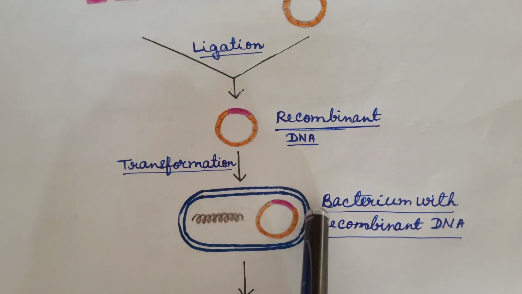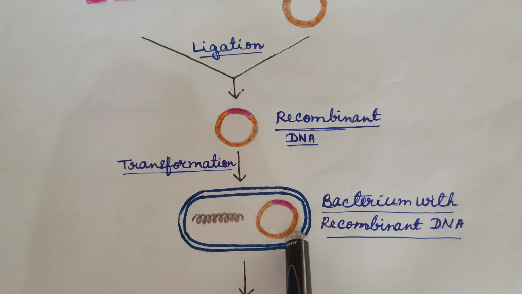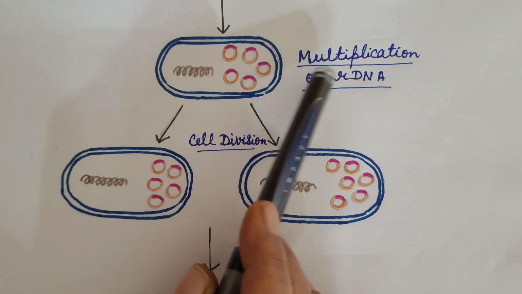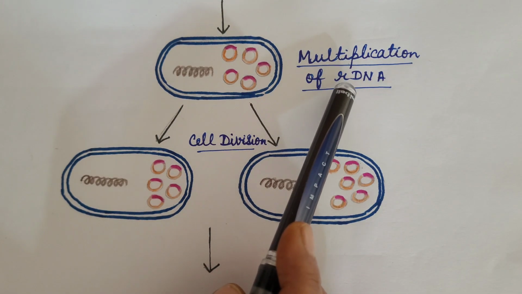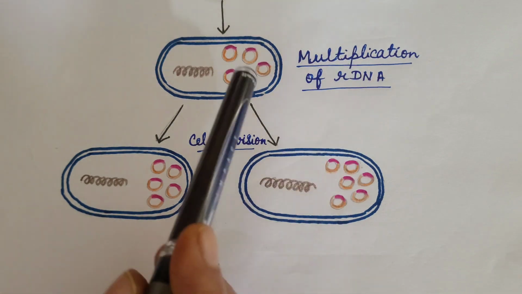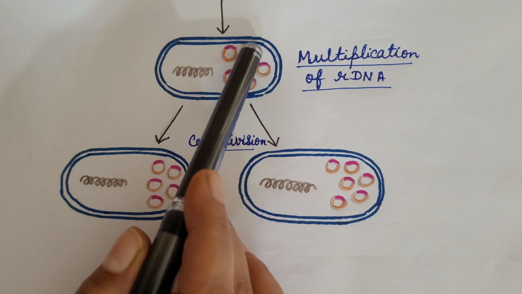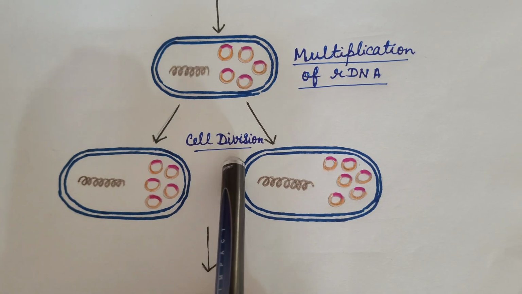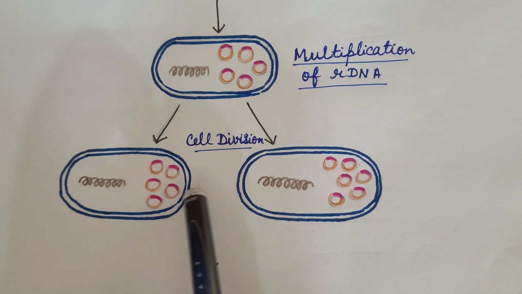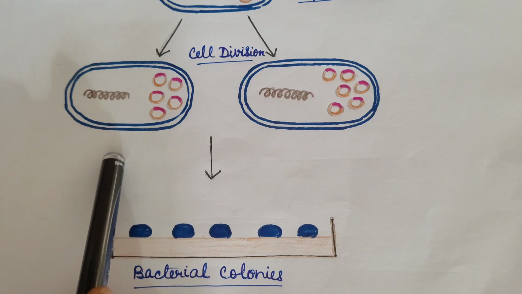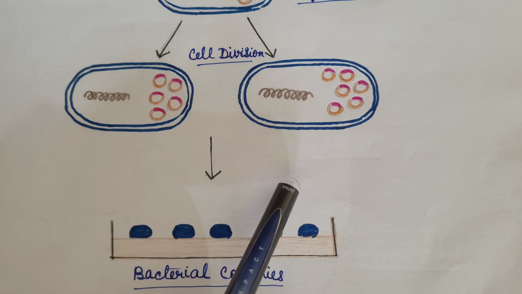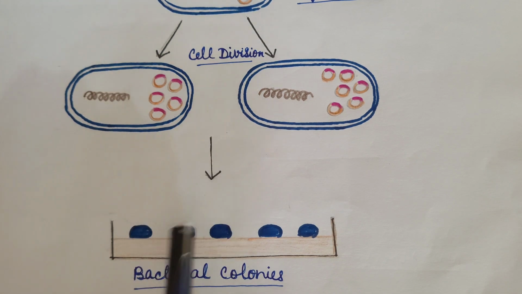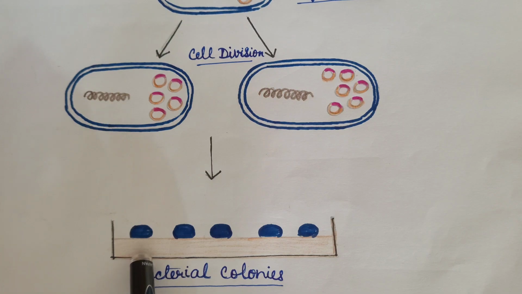So this is a bacterium with the recombinant DNA. Then multiplication of the recombinant DNA molecule takes place and this gives several copies of the recombinant DNA molecule. The bacterial cell also undergoes cell division, and with numerous cell divisions, it results in clones of bacteria. So these are the bacterial colonies growing on solid medium.